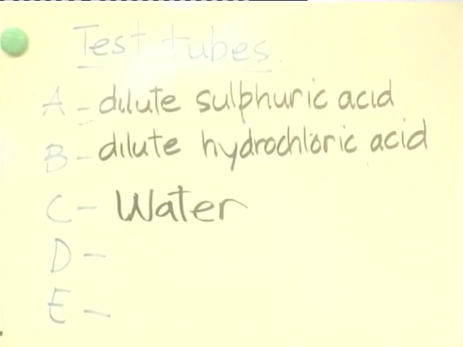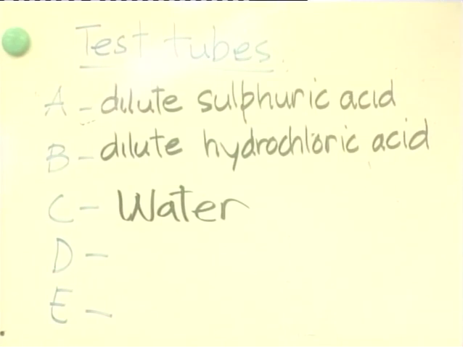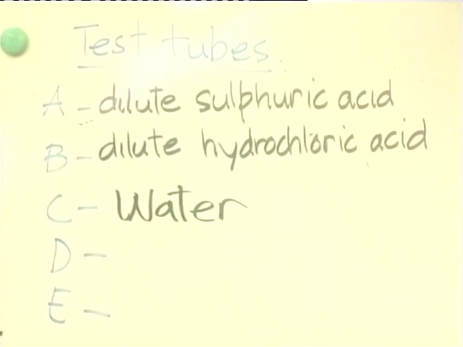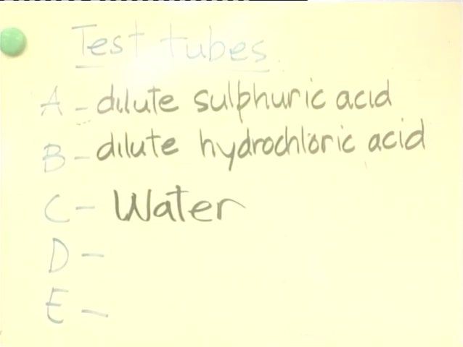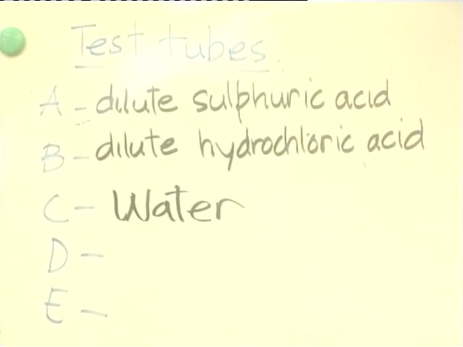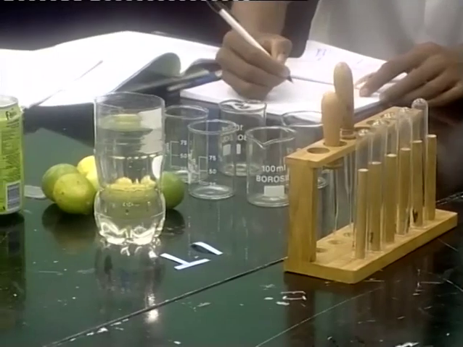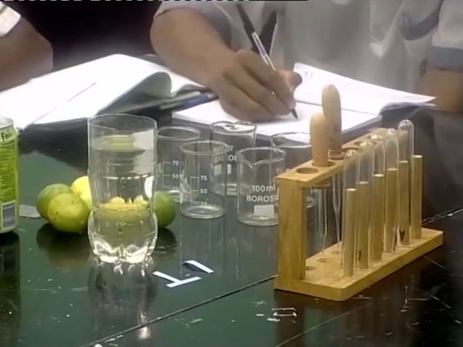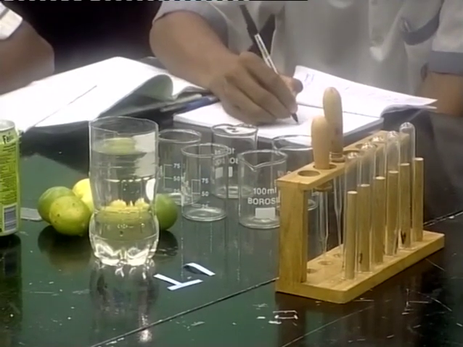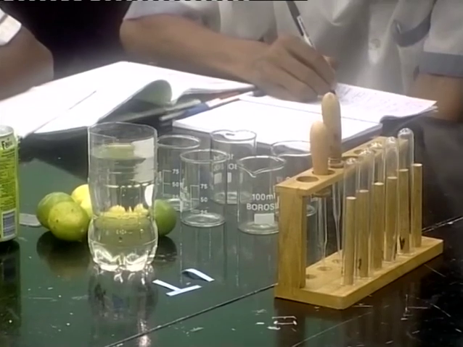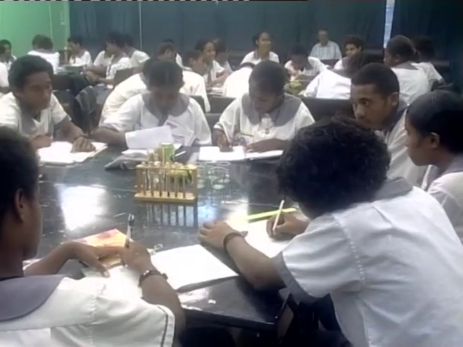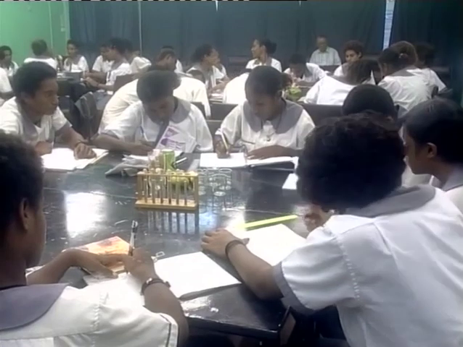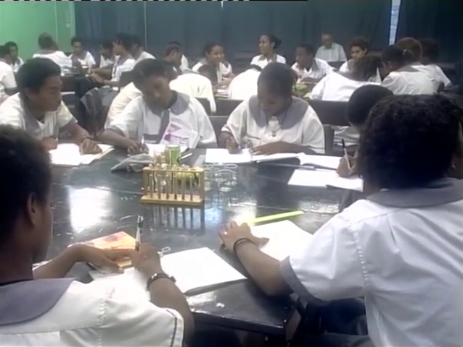Now let's see who has finished their predictions. Give us your predictions for your substance that you have written down. What color will the blue litmus paper turn in hydrochloric acid, sulfuric acid, in water, and the substance that you have brought? Anyone to give us the prediction?